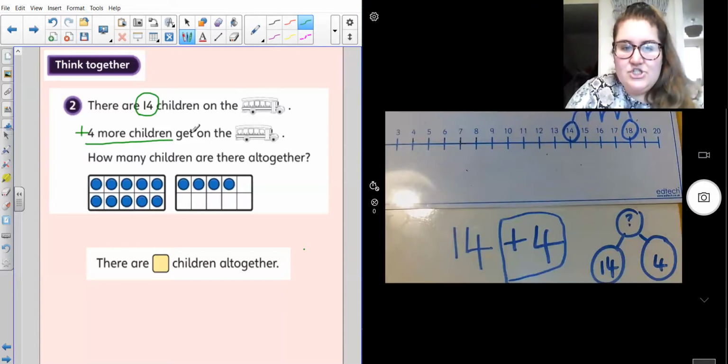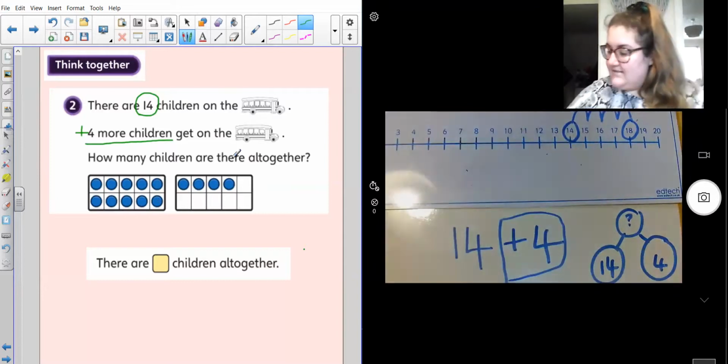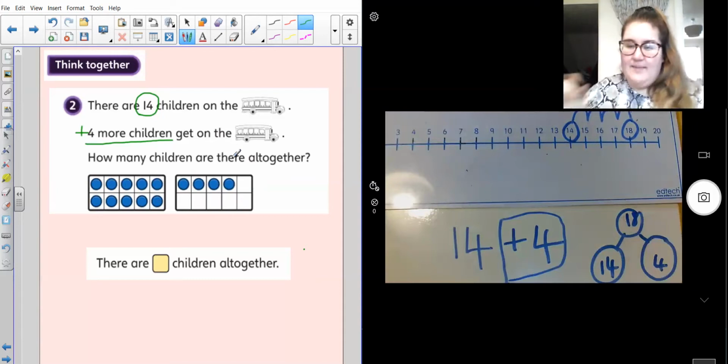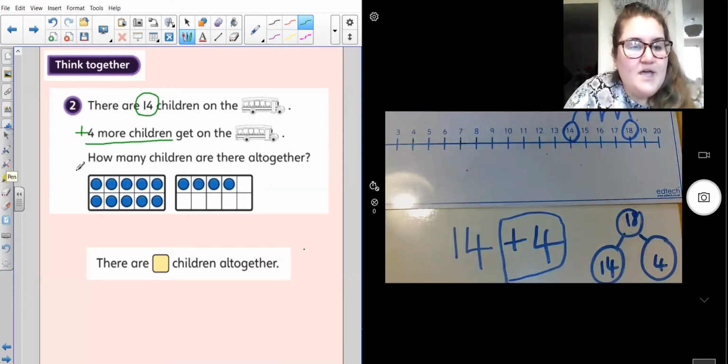But let's just check here. Let's use these 10 frames to help us because we think we've got the answer. We think that 14 add 4 is 18. Okay, but let's just try a different way. So here's a 10 frame and it's full. So that must mean that on this 10 frame, there must be 10 circles.